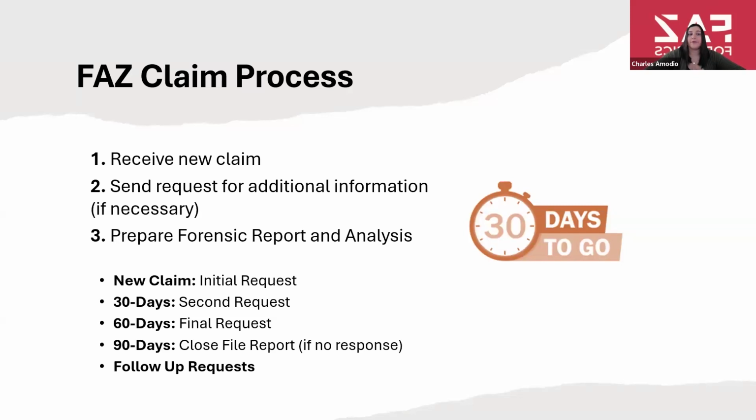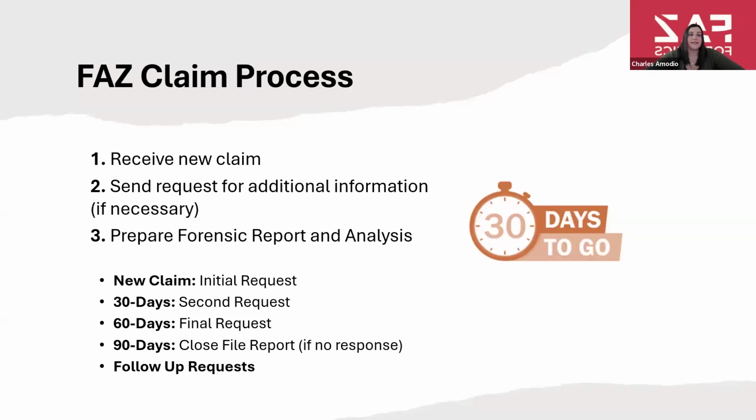Then if we don't hear from the insured or the claimant or their attorney within 30 days of sending that initial letter, we'll send a second request letter following up on the information that we requested initially. And then if we don't hear after another 30 days, we'll send a final request stating that we've tried reaching out twice and haven't heard anything. And if the claimant or the insured wishes to continue their lost earnings claim, we do need that additional information.